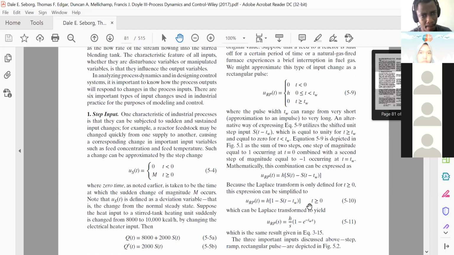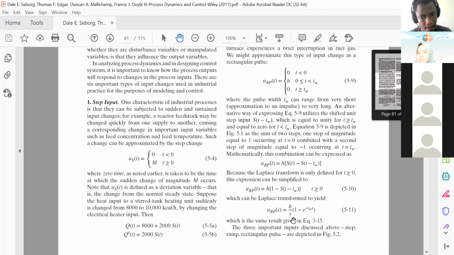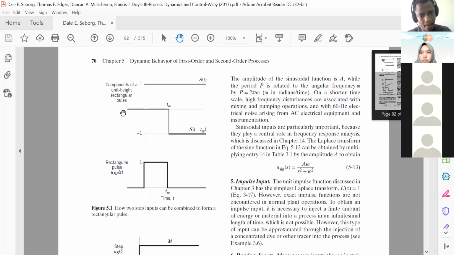Right, because we have h here, so if h is equal to 10, of course this is going to be 10. Okay. So for example, for the rectangular pulse we have, let me see.